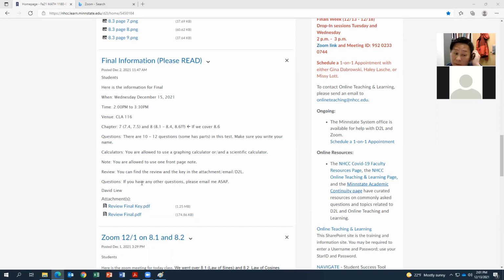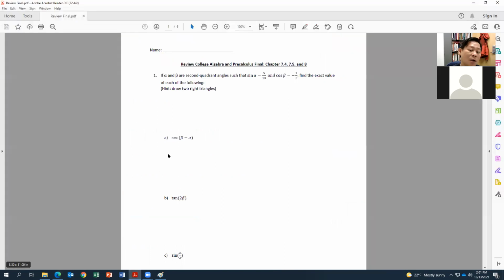We will review for your finals. The review finals you can get from here, or from your email or from D2L. So this is the review, and the key is over here. I would recommend you not to look at your keys here. We will look at this review for your finals, and I will tell you that your finals are very similar to these review finals that we are doing here. So make sure you guys pay attention here.